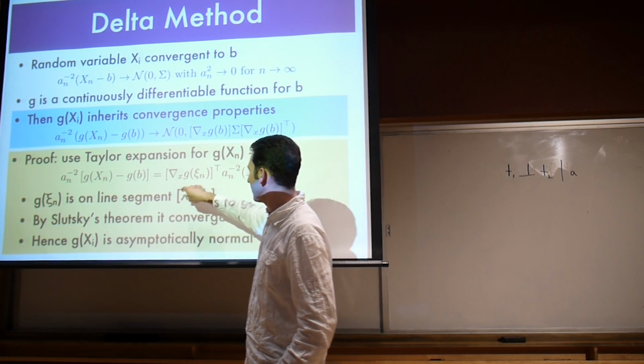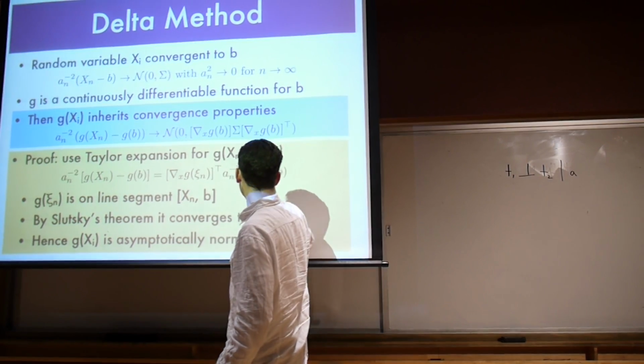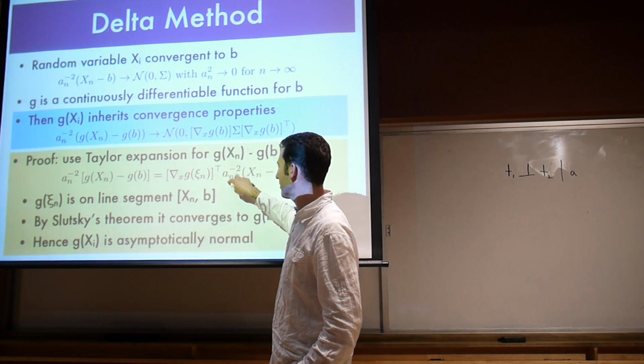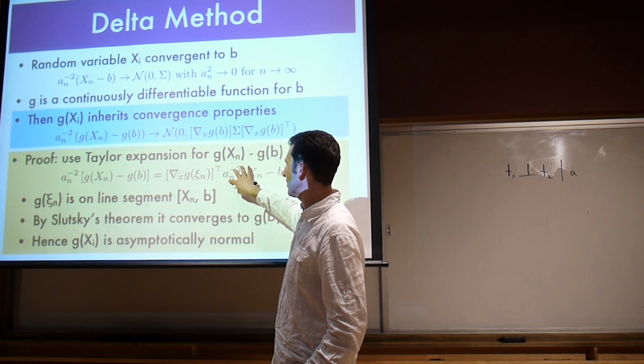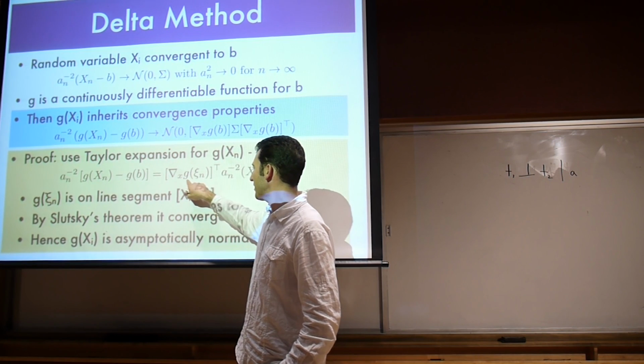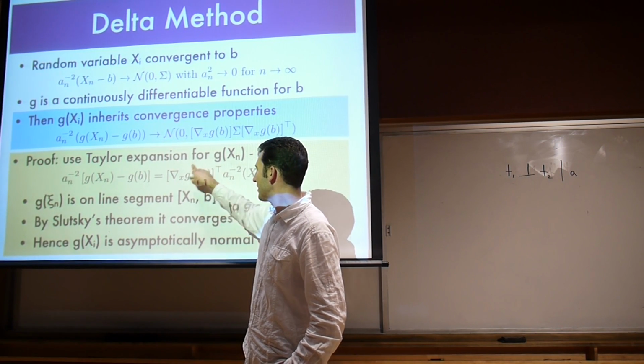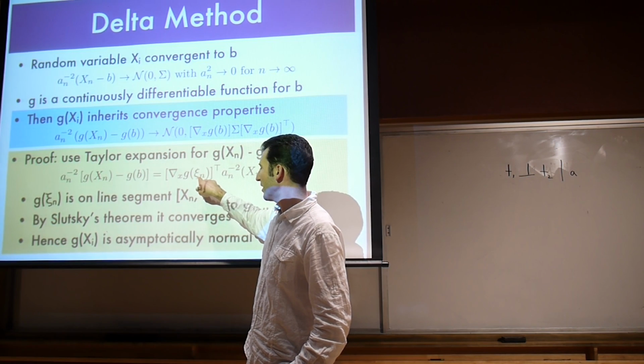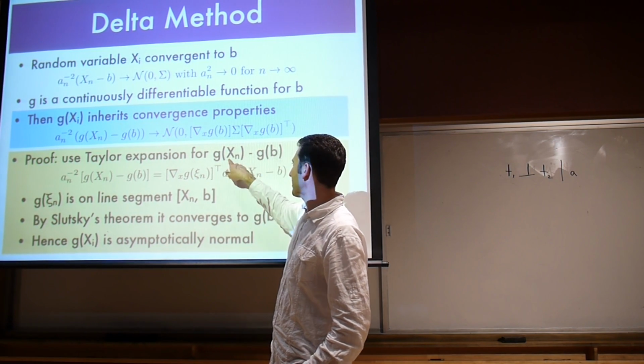Basically, xn minus b, the an remains as we have it. And now, because of Taylor's theorem, this is exact for some psi n on the line between xn and b.